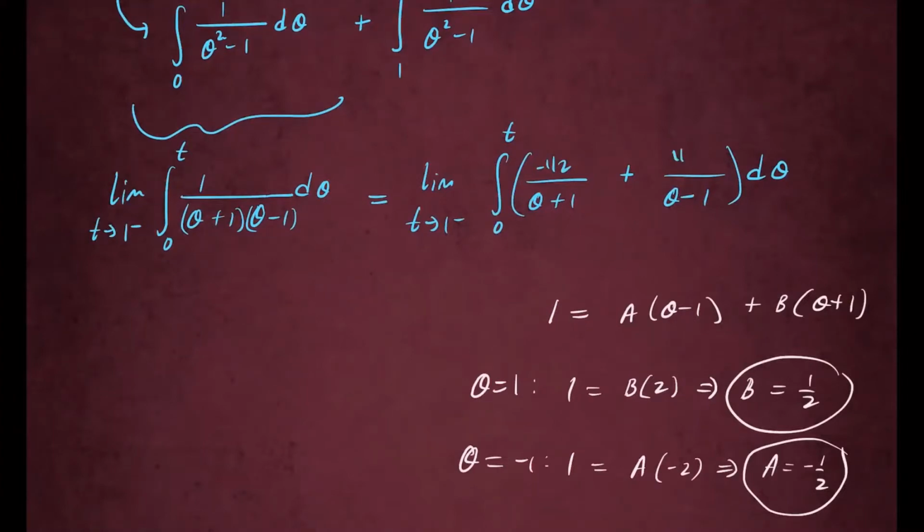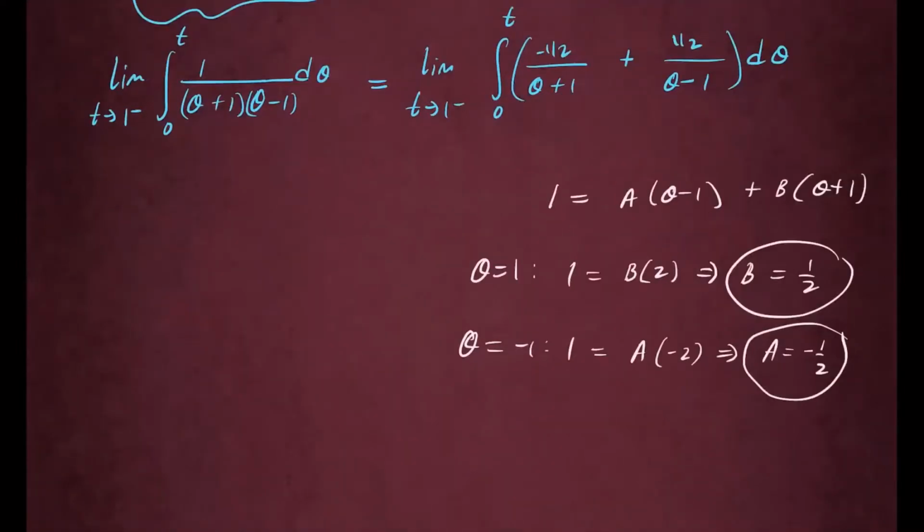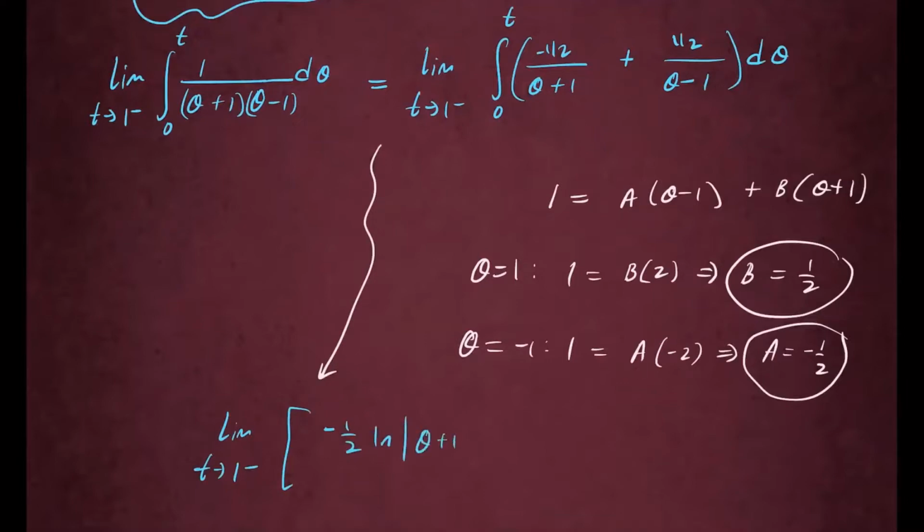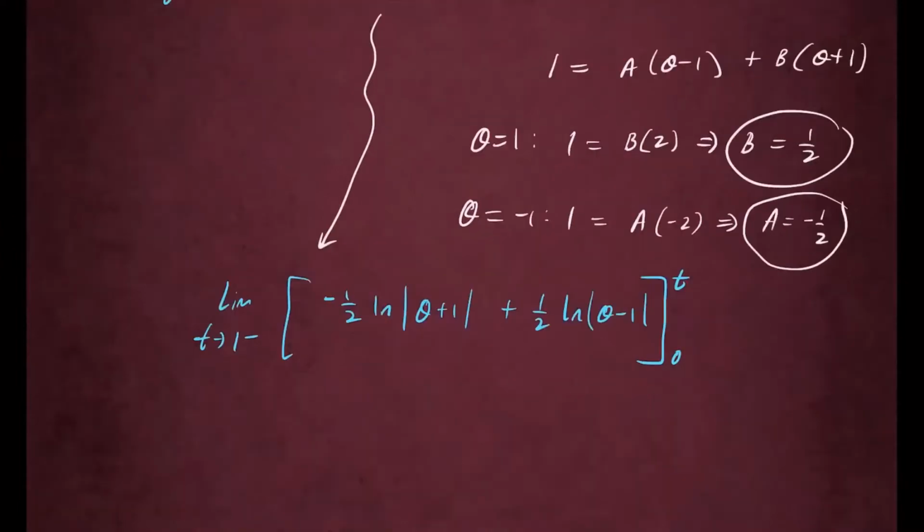All right, so now integration is pretty straightforward because these are both going to turn out to be ln. So carrying it up here, we have the limit as t approaches 1 from the left of negative 1/2 ln of theta plus 1, and then plus 1/2, the second integral will be ln of theta minus 1. And we're going to take both of these from 0 to t. So that's our final statement. That's what we're going to do. Plug in the upper limit and then the lower limit.